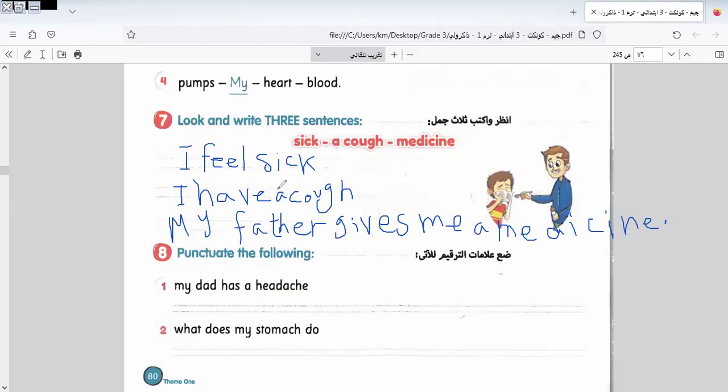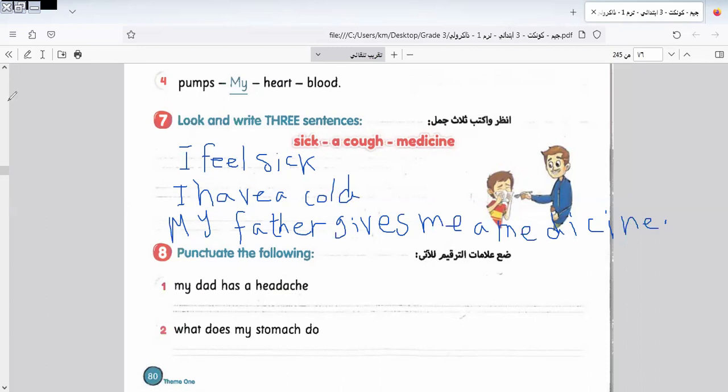Okay, there's: I feel sick. I have a cough. I'm sorry, here it's not cough, it's cold, because I don't see the boy. I think it's a boy with a cold, not a cough. My father gives me a medicine.